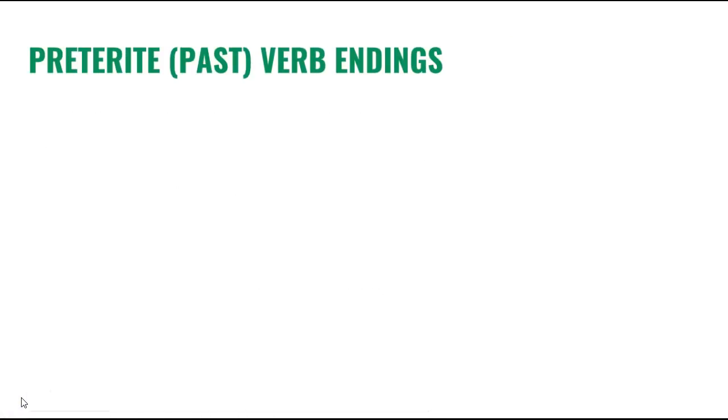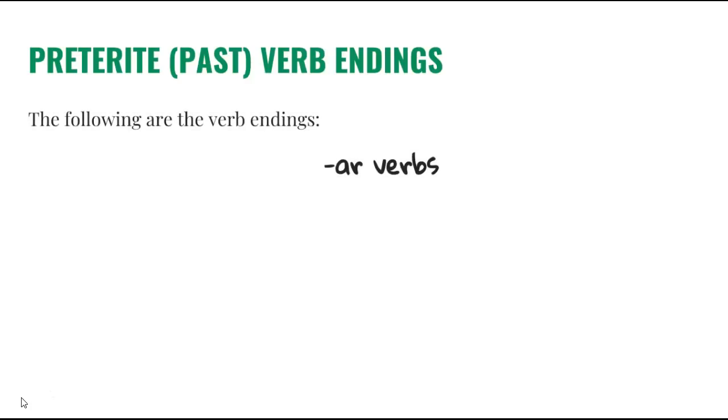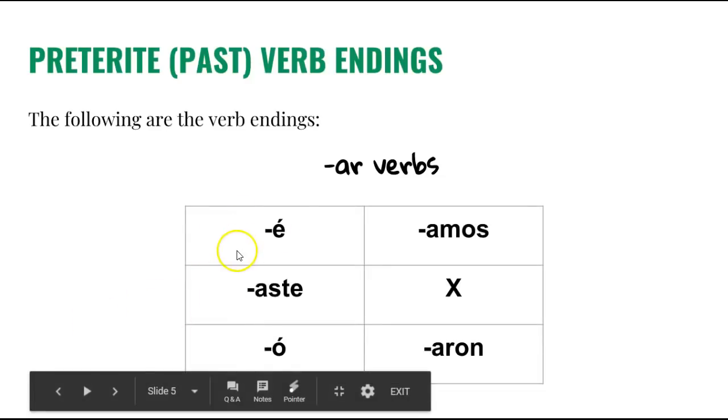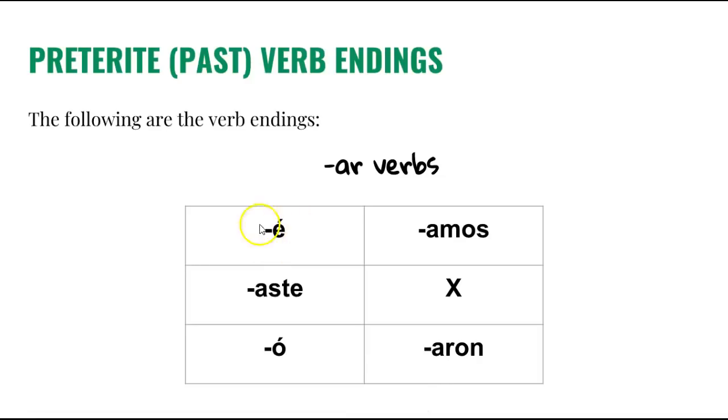Right, now that we know about when to use the preterite, we're going to talk about the actual verb endings for the preterite. The following are the verb endings for AR verbs. First, in the yo form, we're going to have é. The é has an accent, so please make sure to include that.